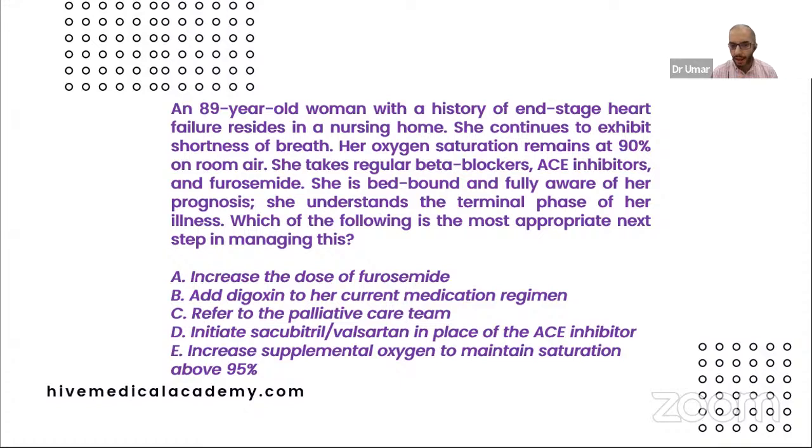So options are A, increase the dose of furosemide. B, add digoxin to her current medication regime. C, refer to the palliative care team. D, initiate sacubitril or valsartan in place of the ACE inhibitor. Or E, increase supplemental oxygen to maintain saturation above 90%.